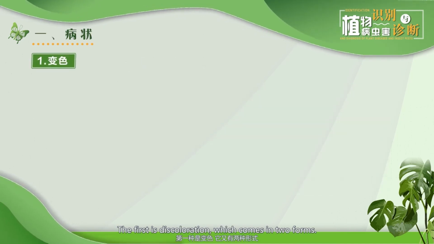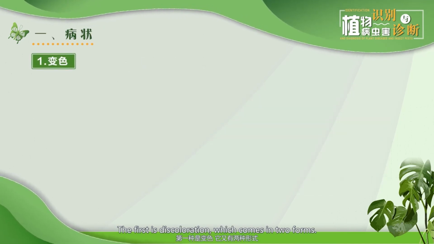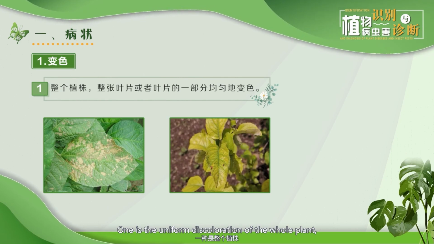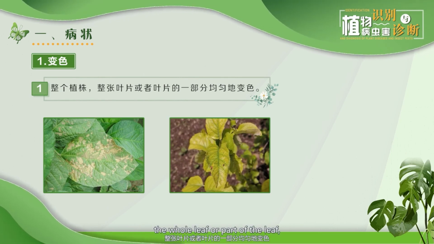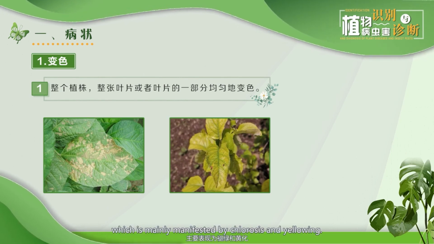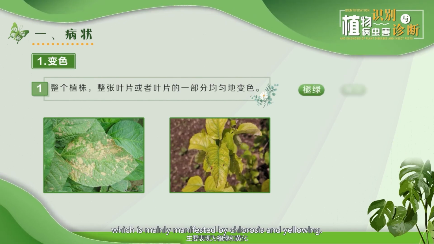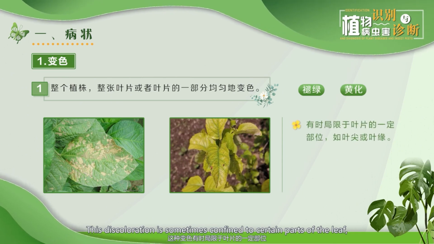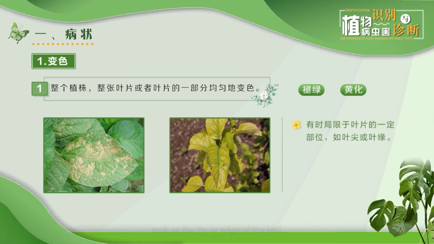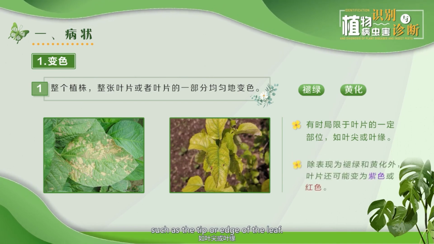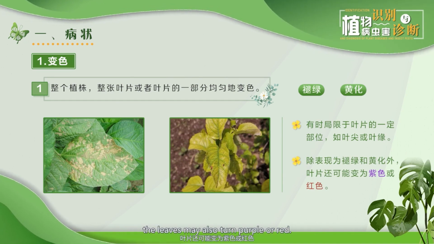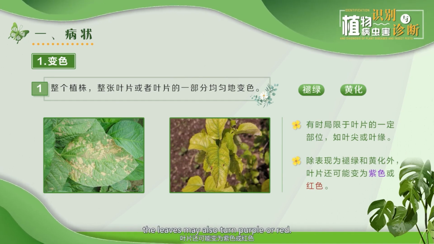The first is discoloration, which comes in 2 forms. One is the uniform discoloration of the whole plant, the whole leaf or part of the leaf, which is mainly manifested by chlorosis and yellowing. This discoloration is sometimes confined to certain parts of the leaf, such as the tip or edge of the leaf. In addition to appearing chlorinated and yellowed, the leaves may also turn purple or red.